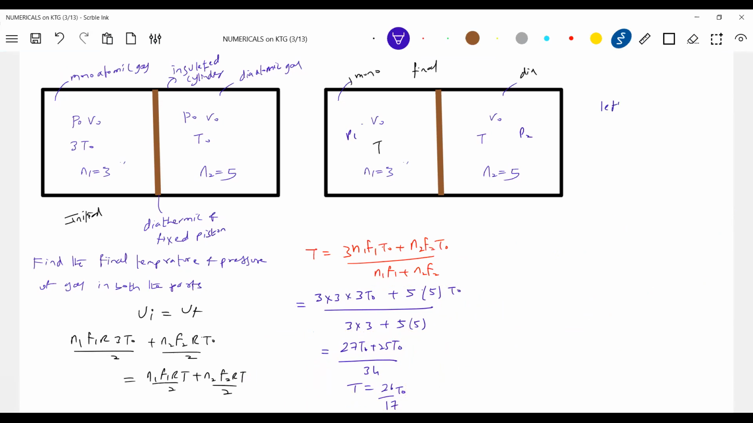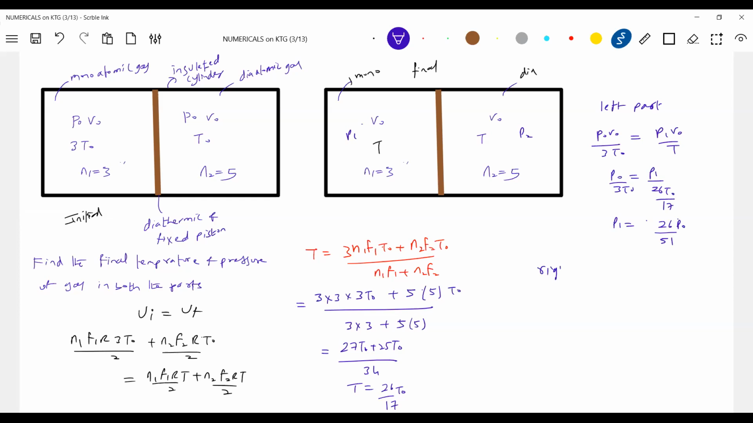Okay, now let's go for the left part, the left chamber. What was the initial number of moles? P naught, V naught, 3 T naught should equal P1, V naught, T. What is the temperature? 26 T naught by 17. So P1 is equal to P naught into 26 by 17 by 3, that is 26 by 51 P naught.